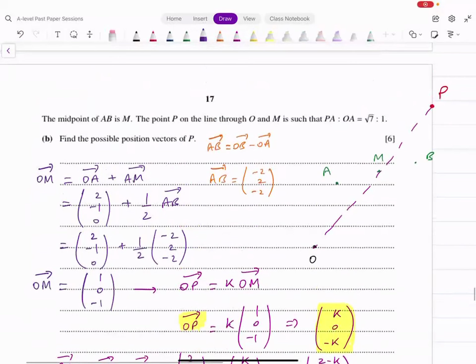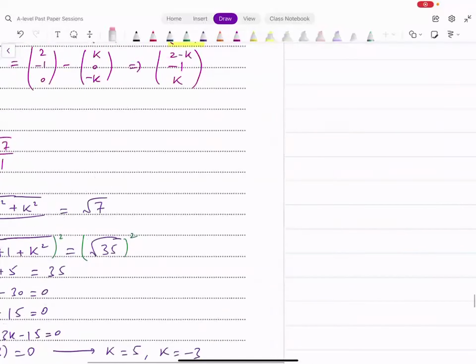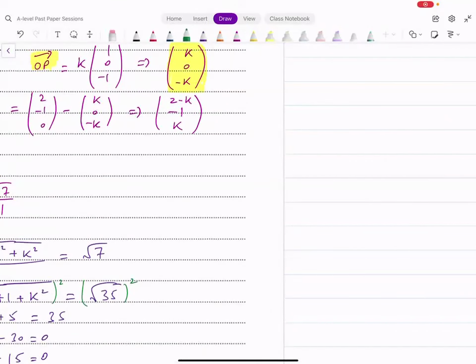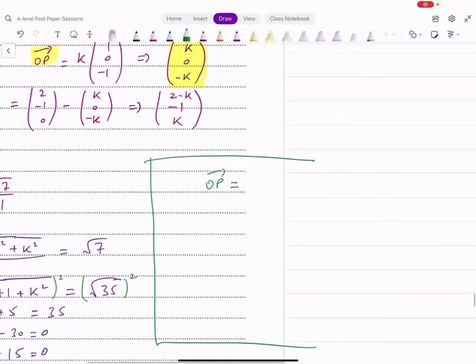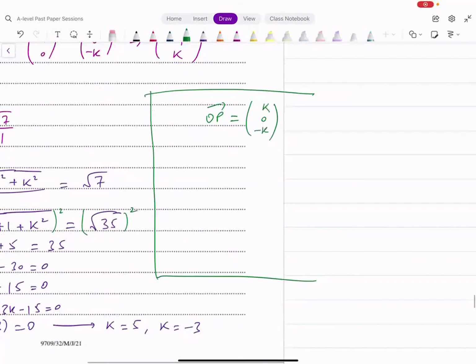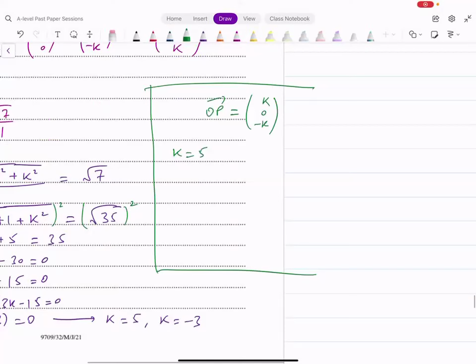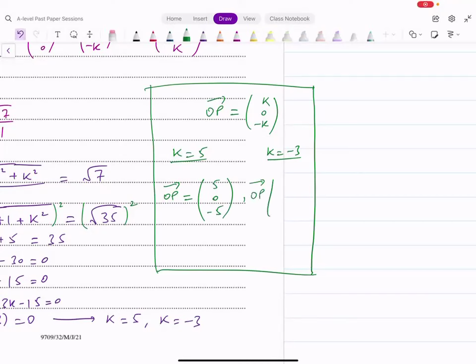उसने possible position vectors of p कहा हुआ था. So we are getting two values of k. अब हम क्या करेंगे? ये दो values of k आई हैं, जो OP का position vector था उसमें जाके input कर दें. We knew that OP position vector was k, 0, minus k. एक दफा इसमें k की वैल्यू 5 इनपुट कर दें, एक दफा इसमें k की वैल्यू -3 इनपुट कर दें. जब 5 इनपुट करेंगे आपके पास एक पॉसिबल पोजीशन वेक्टर आ जाएगा. That's going to be 5, 0, minus 5. When you input k equals -3, you're going to get -3, 0 and 3. These were the two possible position vectors of p that we were looking for.